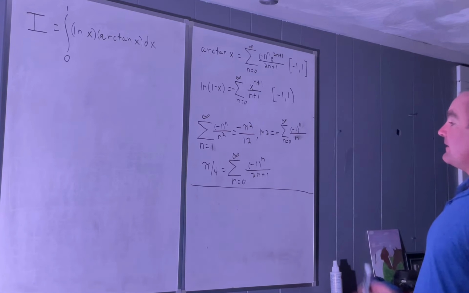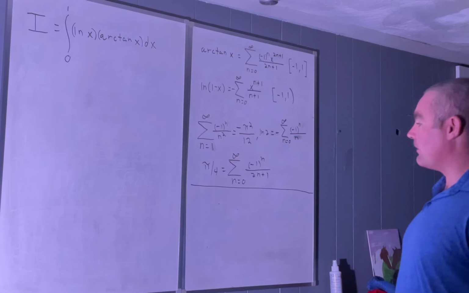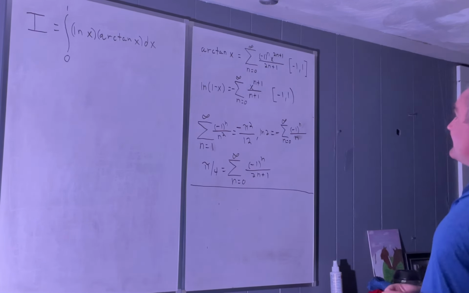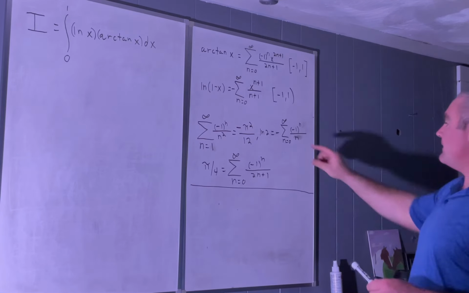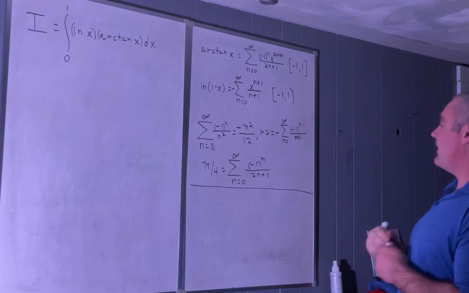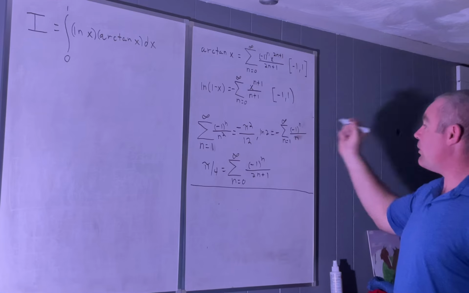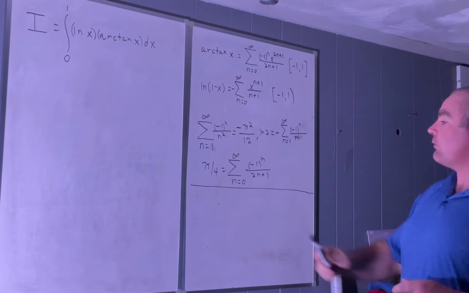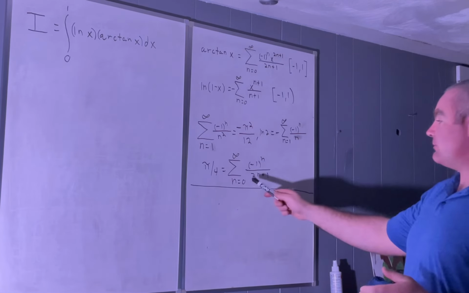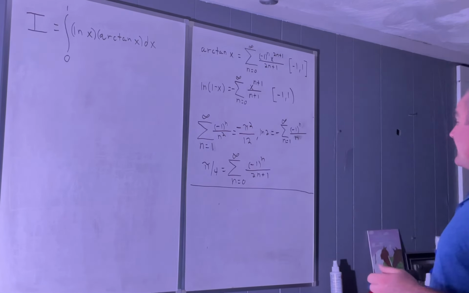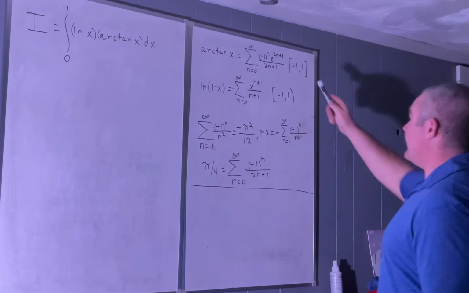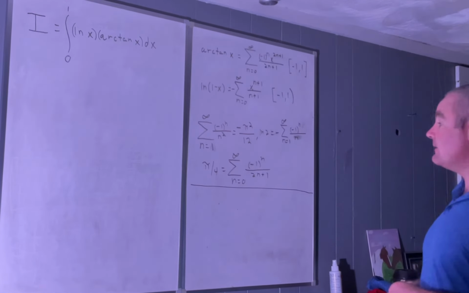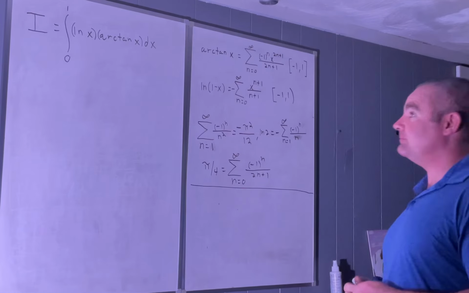The next one is that pi over 4 is equal to the sum from n equals 0 to infinity of -1 to the n over 2n plus 1. And that just comes from evaluating this equation at the point x equals 1. All right, so let's get started.